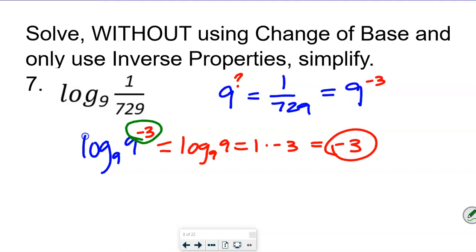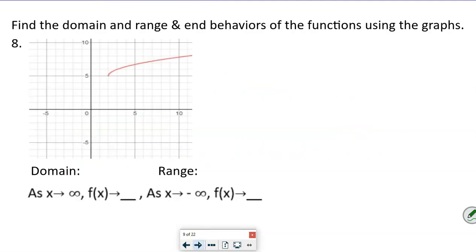And that's how we solved this without the change of base. You need all of this to show me that you solved this without the change of base using the inverse properties, okay? So this says find the domain and range and end behaviors of the functions using the graphs, okay?